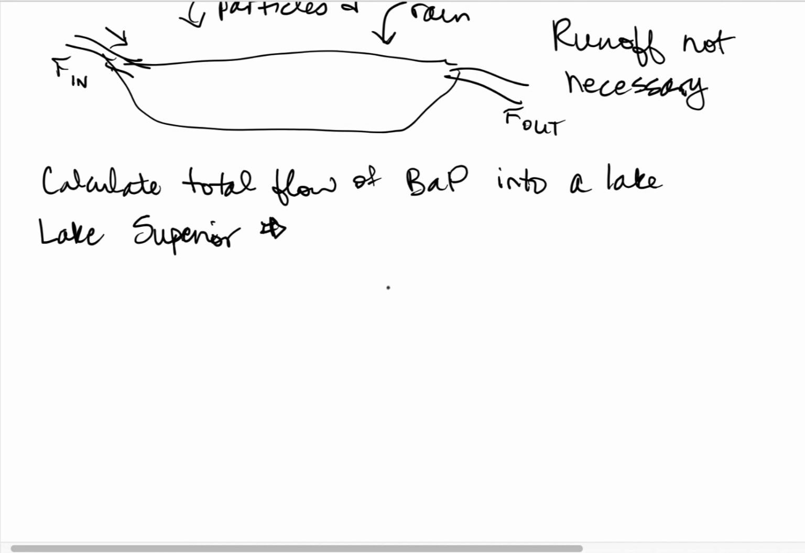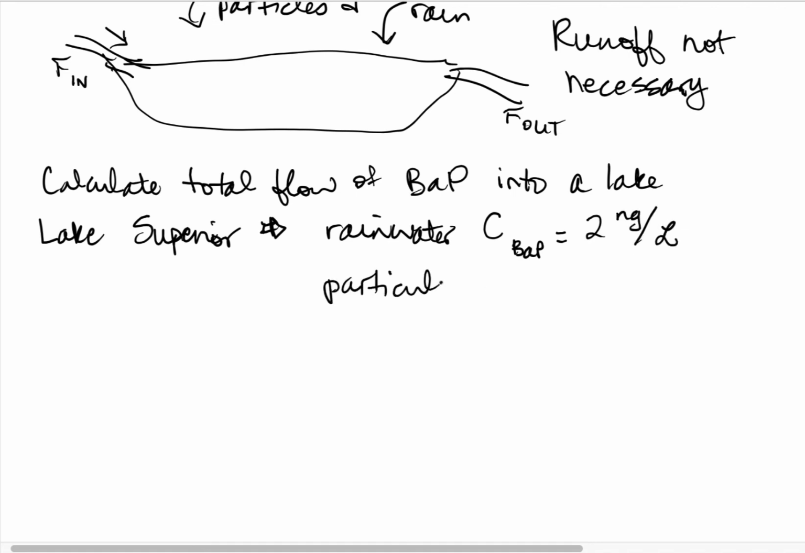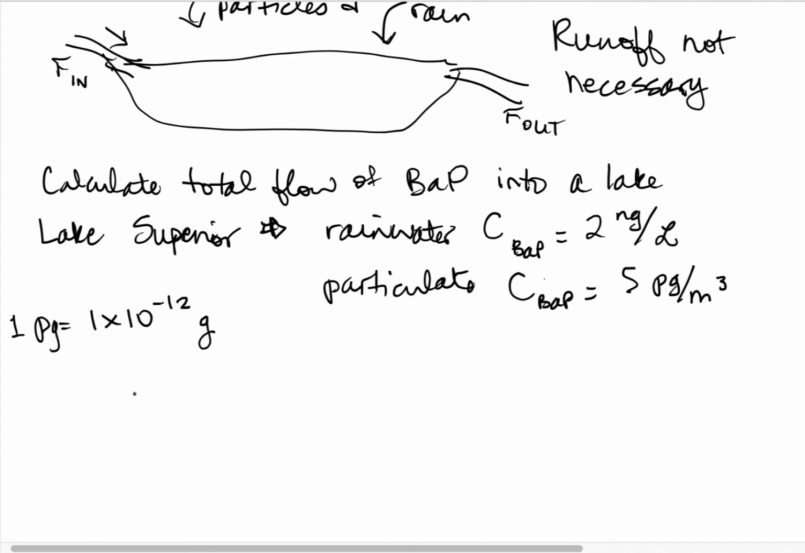If we look at the BAP, we find that in rainwater we have a concentration of about 2 nanograms per liter. And as a particulate in the air, we have about 5 picograms per meter cubed. I just want to remind you that pico is 1 times 10 to the minus 12, so 1 picogram is 1 times 10 to the minus 12 gram.